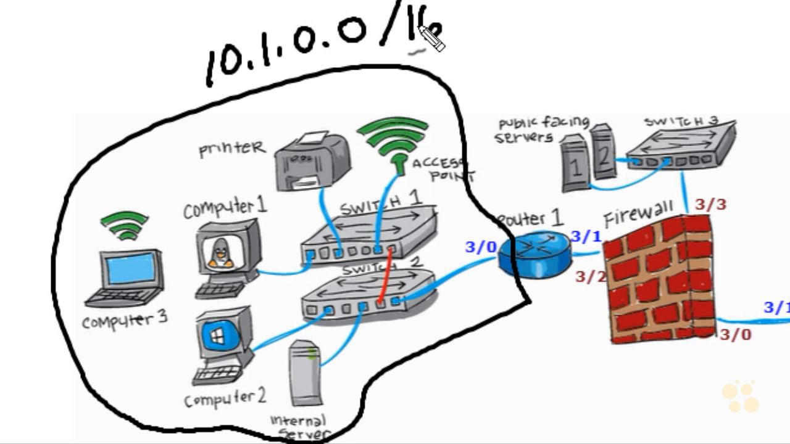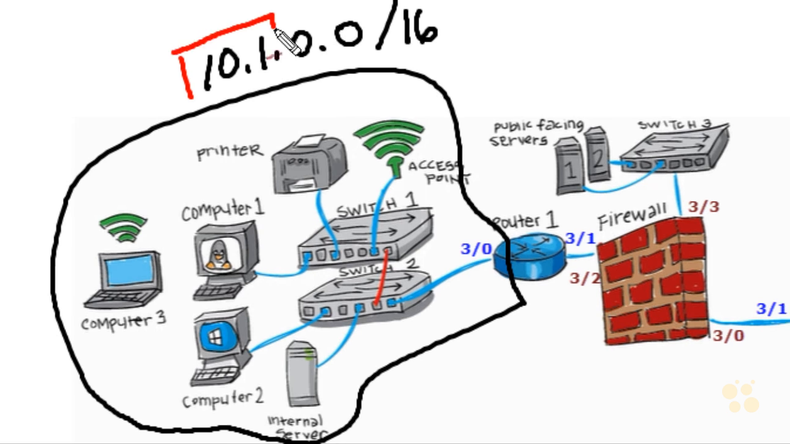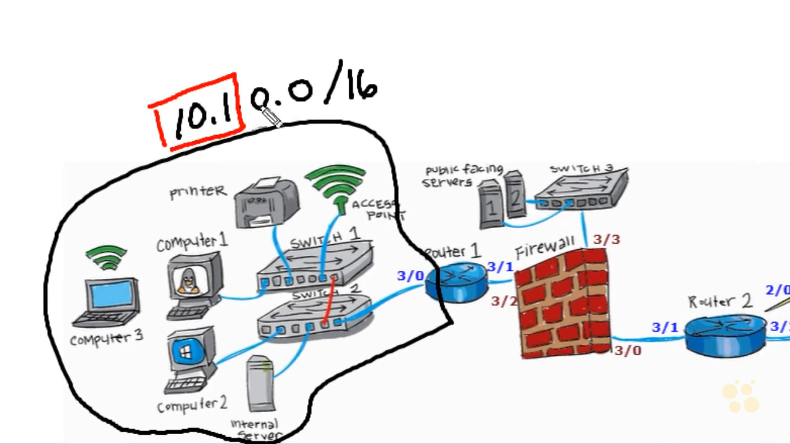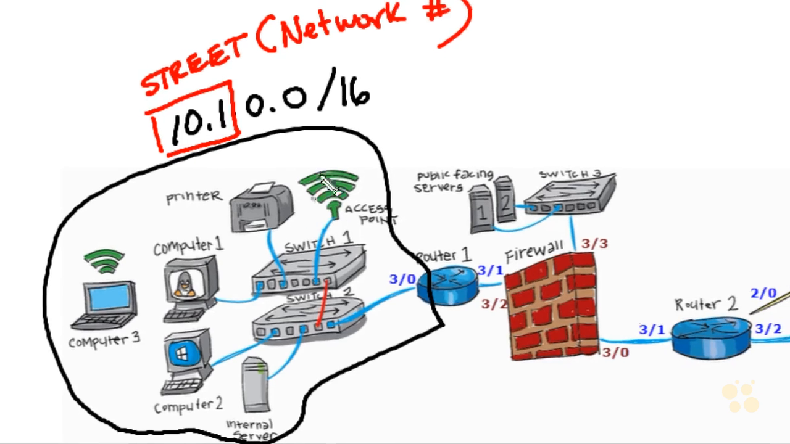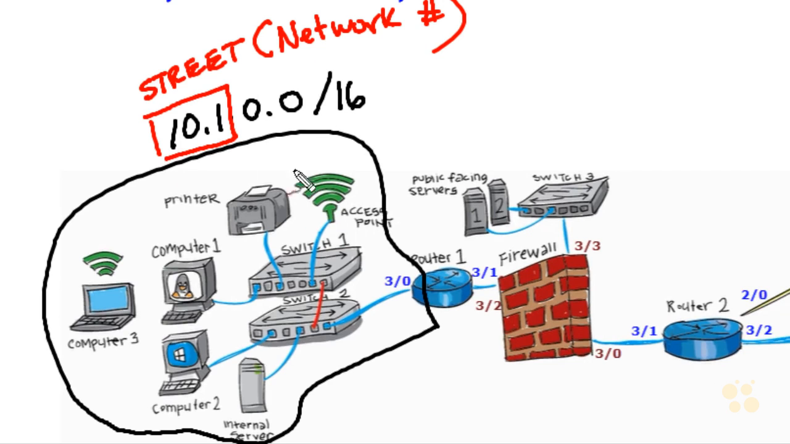Now we're going to have a dedicated set of nuggets just for IP addressing. For now, I'd like you to know that the first two numbers here, the 10 and the 1, in this example, represent the street name, also known as the network number for our network. So this network is going to have the name of 10.1.